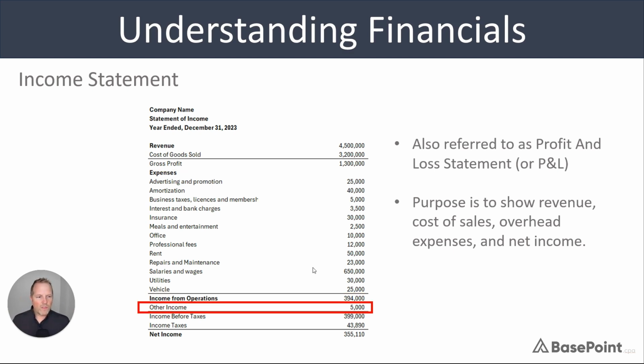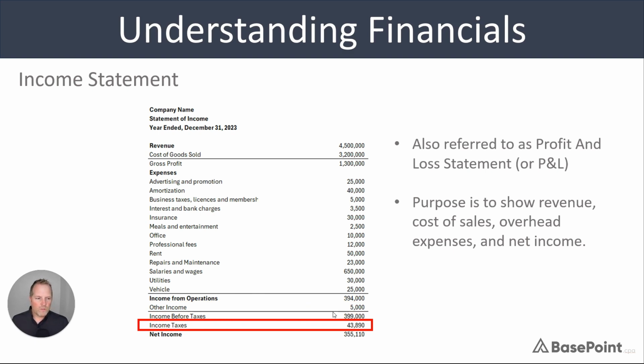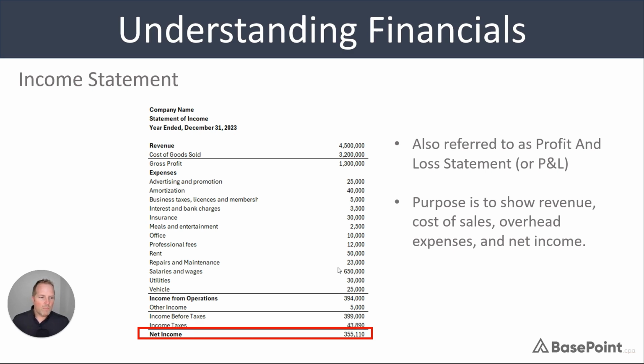Okay, then we have other income. So other income, that could be investment income that a company might have, or sort of ancillary income, not necessarily related to the core services or products that the business is selling, but other income that's coming in. So that usually falls down below here. And then we have the income before taxes amount, and then we have our income taxes, right? So you're going to have corporate taxes or business taxes that are relevant to the company, which also reduce net income. And then the bottom line here is called net income.